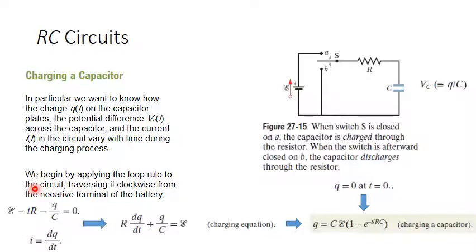We begin with applying the loop rule of Kirchhoff's voltage law to the circuit, traversing it clockwise from the negative terminal of the battery, and we reach what we have discussed. Now we have already obtained the result of the charge as a function of time. Once we obtain the charge as a function of time, we can find the current by differentiating the charge with respect to time. We can obtain the current I.